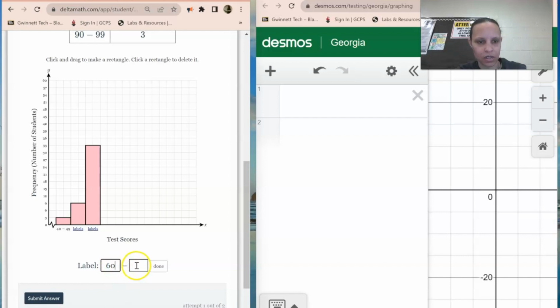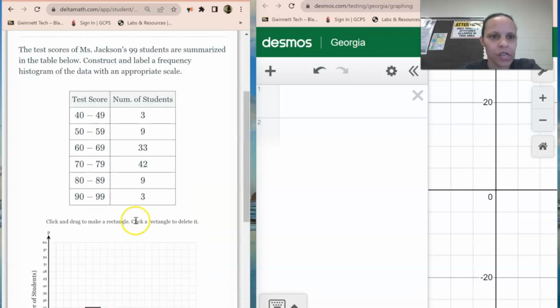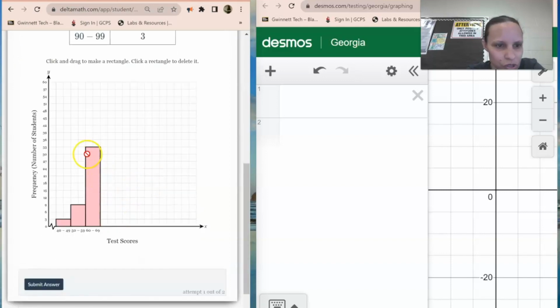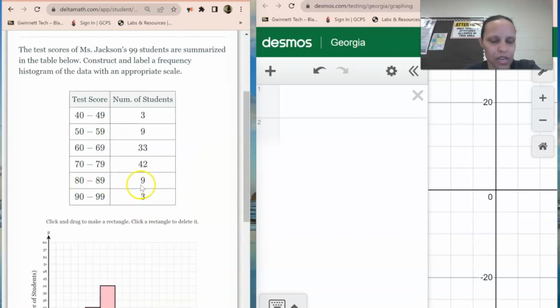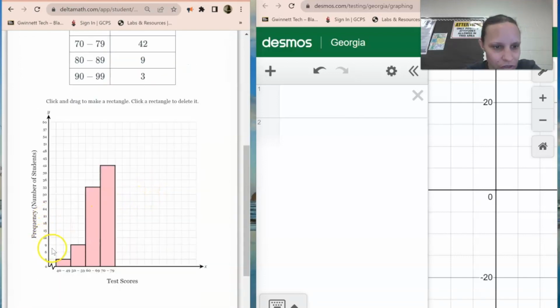60 to 69. And I'm not sure why this didn't take. Oh, maybe I didn't press done. So let me press it again. All right, so this is 50 to 59. And I guess make sure you press down here. All right, then 70 to 79, 42. So come up to 42. Click and drag. And that's going to be 70 to 79. All right, go to the next one, 80 to 89, 9. So 9 students, 9 is over here. Click and drag.